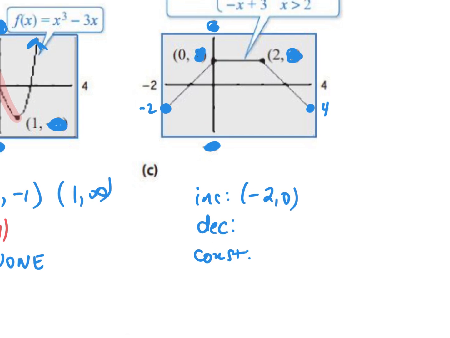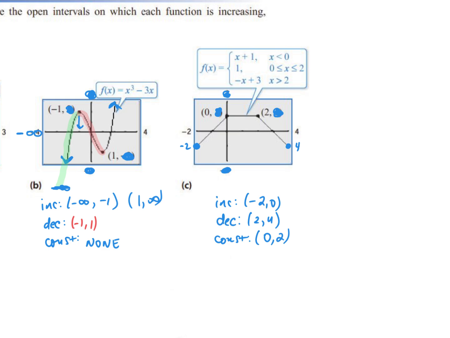Then what's it doing? Staying the same from where? 0 to 2. Perfect. Then what? It's decreasing from where? 2 to 4. And it's decreasing over the interval of 2 to 4 on the x-axis. Yes, I understand it's going from +1 to negative whatever, but you're only looking on the x-axis.